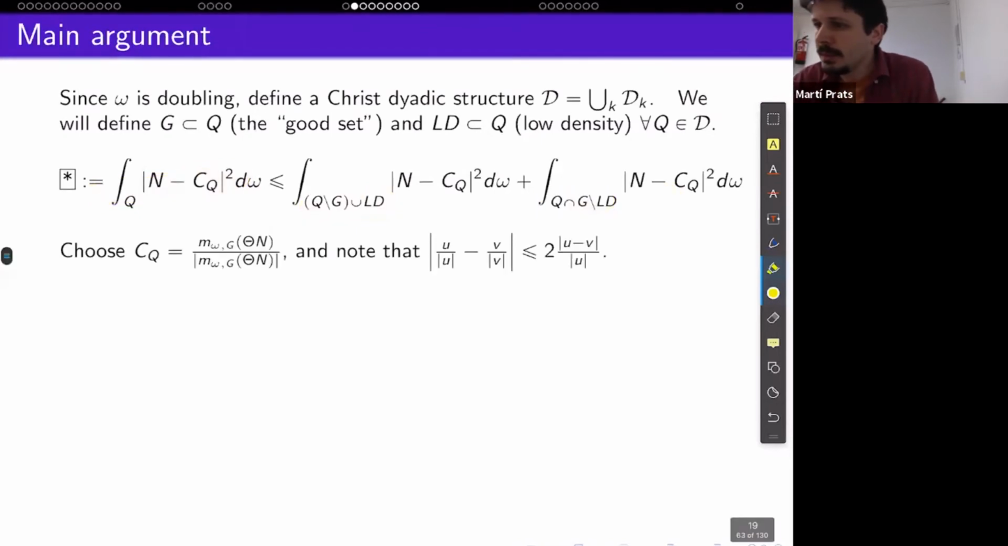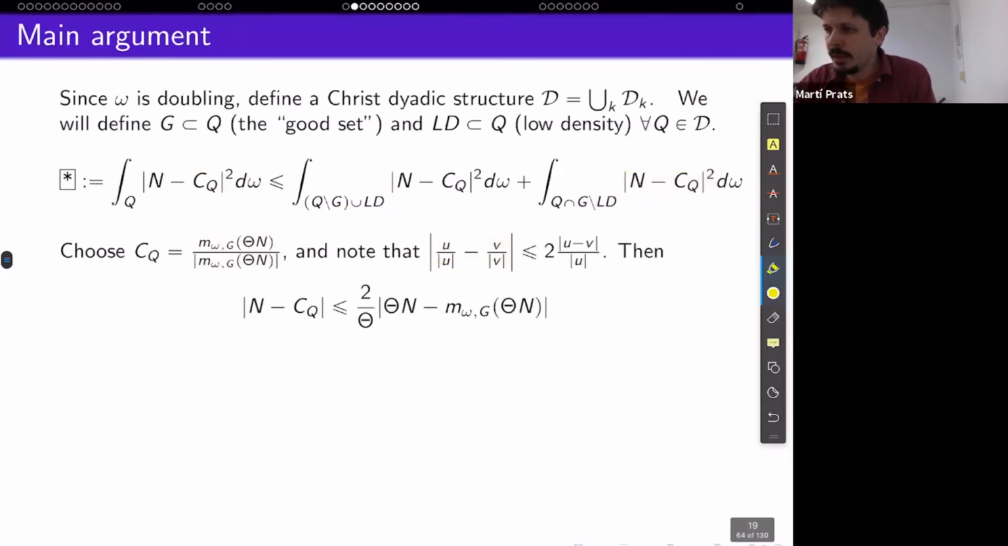Now, we choose the following constant, and we use this identity. Just take it for granted, it's easy to prove. This is an exercise for everybody. You can show this inequality. And now let's do that in here. Okay, we will do that in here.